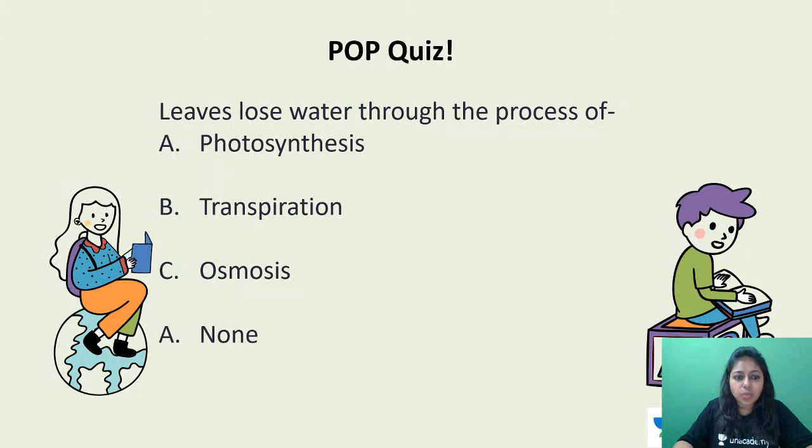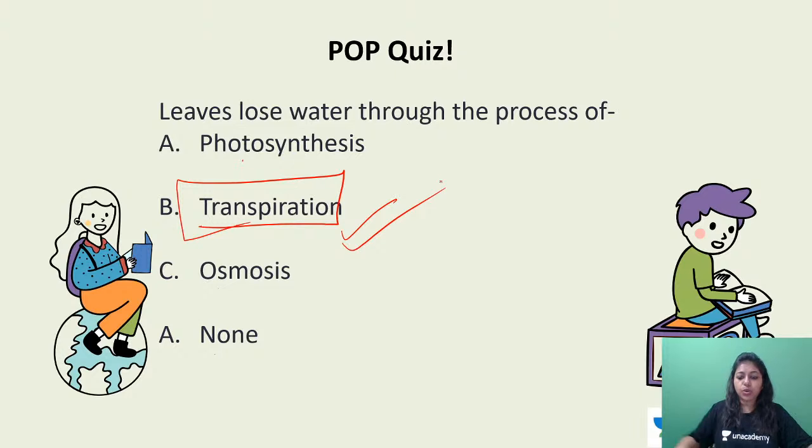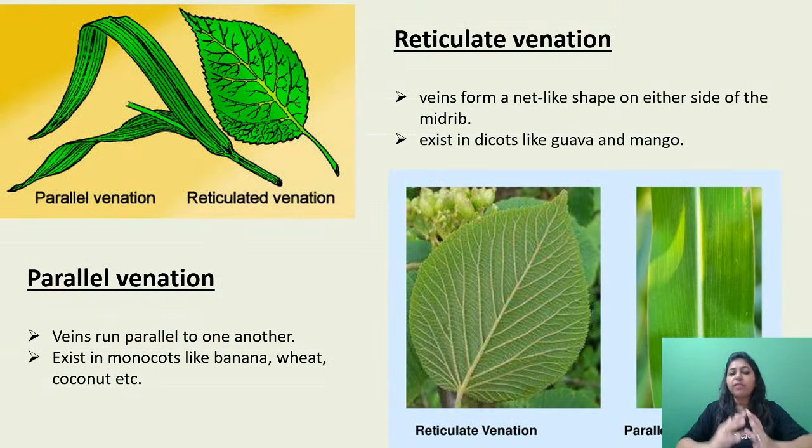Now, the next one that we have, tell me. Right, it is also called moisture. So now leaves lose water through the process of. Leaves are losing water. I showed you in that plastic bag. The moisture, as you said, so where does it lose the water from? Is it by the process of photosynthesis, transpiration, osmosis, or none? What do we call this process? We call this process transpiration, right? We call it transpiration.